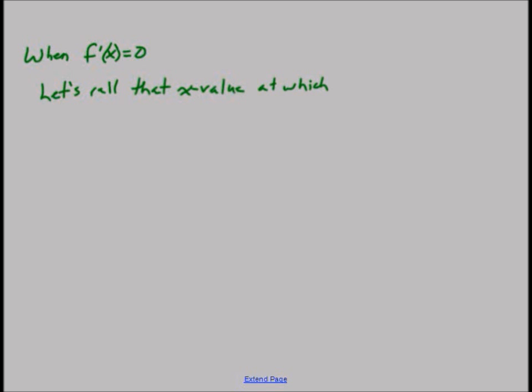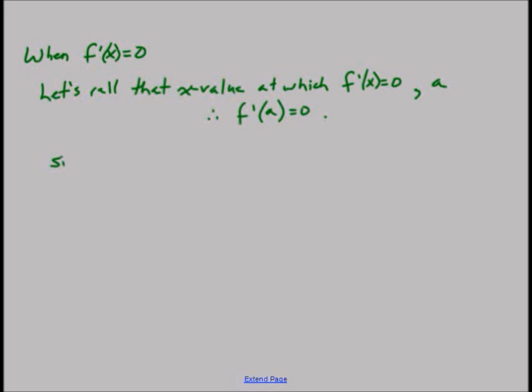Let's talk in more detail about when the derivative is equal to 0. We know we're going to have those three possible situations. So let's call that x value at which the derivative is equal to 0, a. Therefore, we're saying that the derivative of a is 0. We're going to talk about those three situations and take a closer look at why they occur.